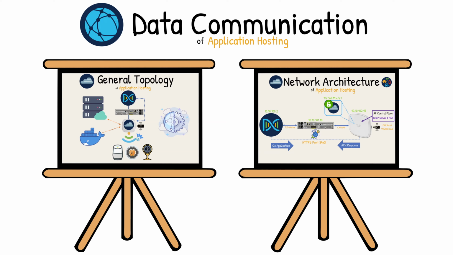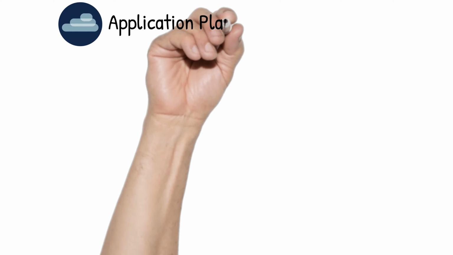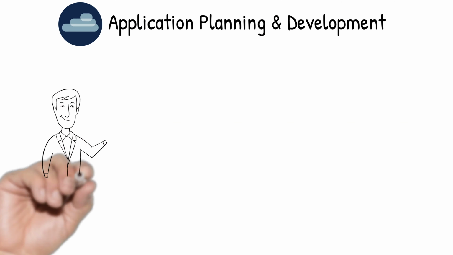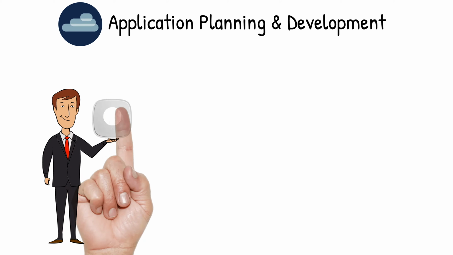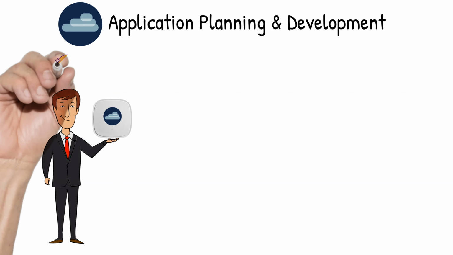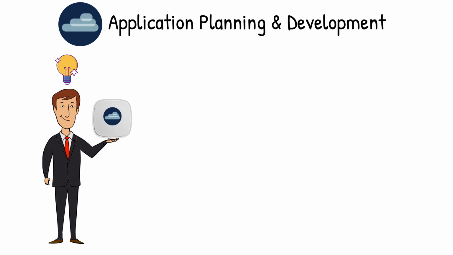Now that you have a general idea of how data communication works within the application hosting topology, let's talk about how you can get started with planning and developing your first IOX application. Cisco's definitive goal for application hosting is to enable anyone with a desire to innovate in the field of IoT to have the ability to leverage Cisco Catalyst access points as a platform to propagate the creative spirit through software development.